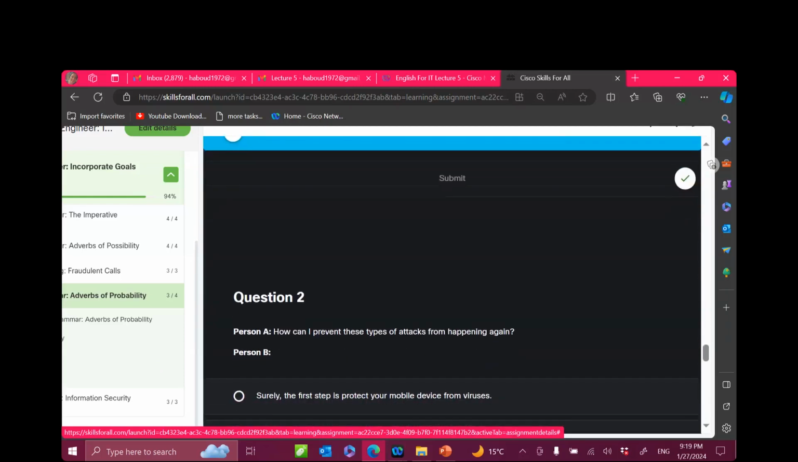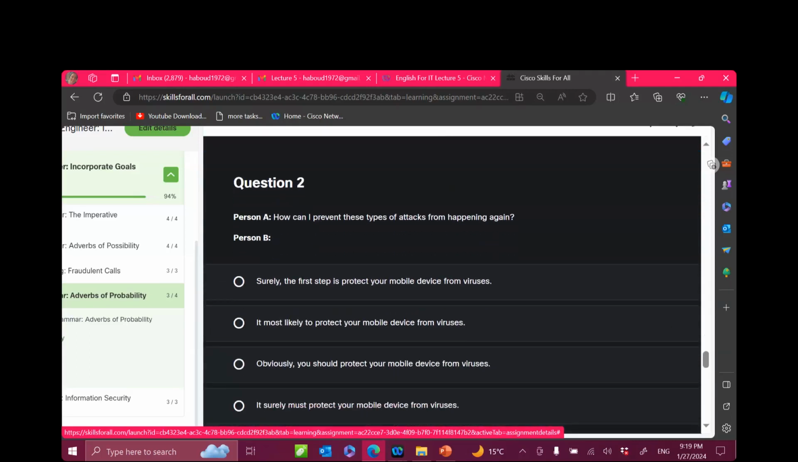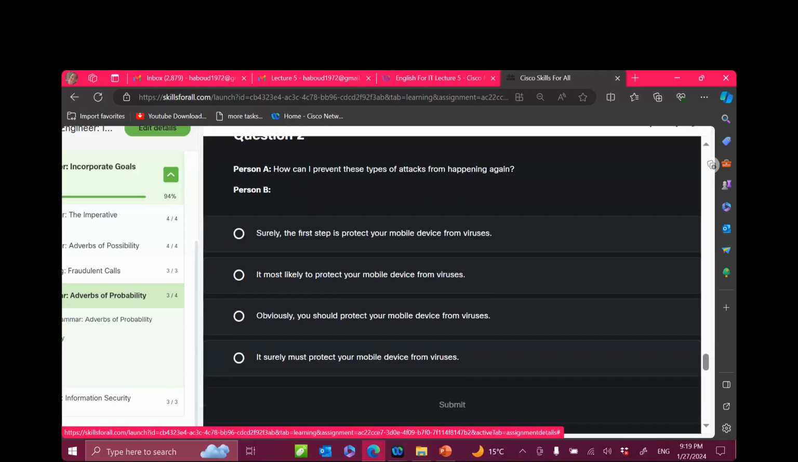Okay, question 2. Person A, how can I prevent these types of attacks from happening again? طيب, person B هيقول له إيه؟ Surely the first step is protect your mobile device from viruses. ولا هيقول له it most likely to protect your mobile device from viruses. Well, obviously you should protect your mobile device from viruses. Well, it surely must protect your mobile device from viruses. What do you think?